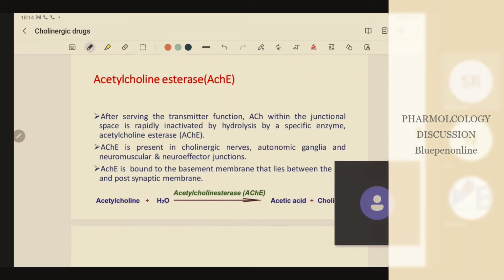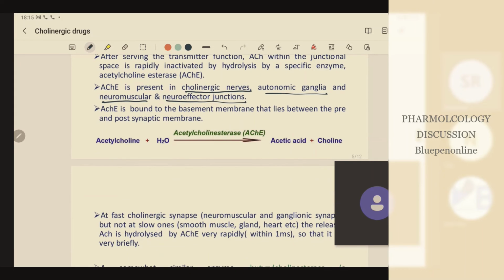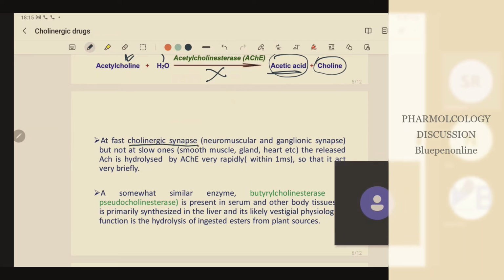So more about this enzyme. We said acetylcholine can't be there always in the neuromuscular junction. It has to stop working someday, and to stop it, we have acetylcholinesterase. It is present in cholinergic nerves, autonomic ganglia, neuromuscular and neuroeffector junctions. What does it do? It adds water to acetylcholine, hydrolyzing it and leaving behind acetic acid and choline. So at the cholinergic synapse, the released acetylcholine is hydrolyzed by acetylcholinesterase very rapidly, within 1 millisecond.